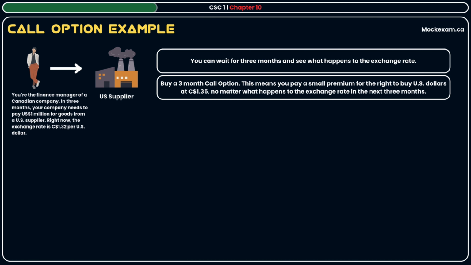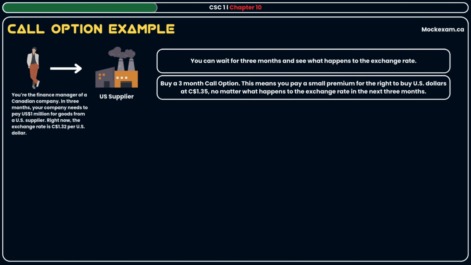Why call option? Because it gives you the right to decide to buy the US dollar from another party at that price, at 1.35, because you want to buy that US dollar. You don't have US dollars in your hand. You don't want to sell it, so it's not a put option. You want to buy it from the other party. So it's called a call option.